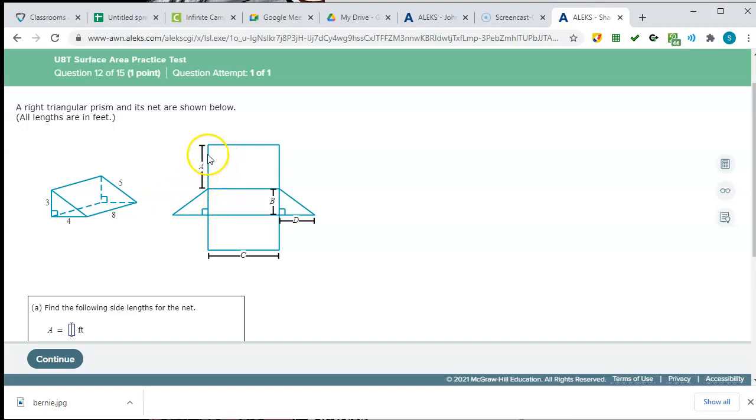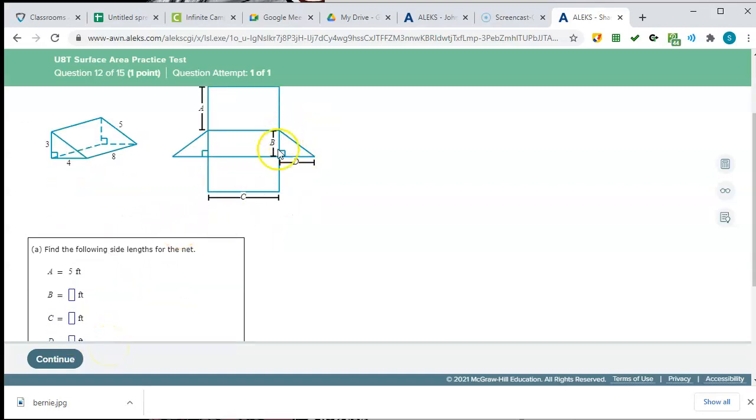This one is not 4. This one lines up with the long side of the triangle, right? If we folded it up, so A would be 8. No, A is the long side of the triangle. Look at the 3 sides of the triangle. It's 3, 4, and 5. So this one folds along the 5 side of the triangle.